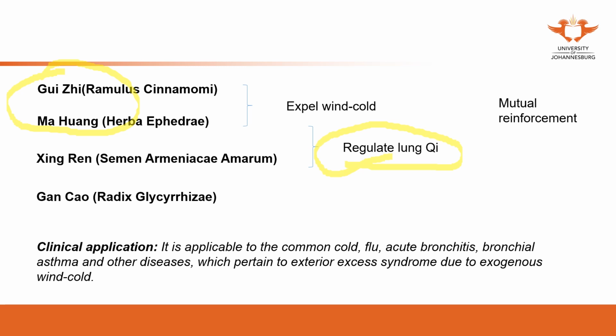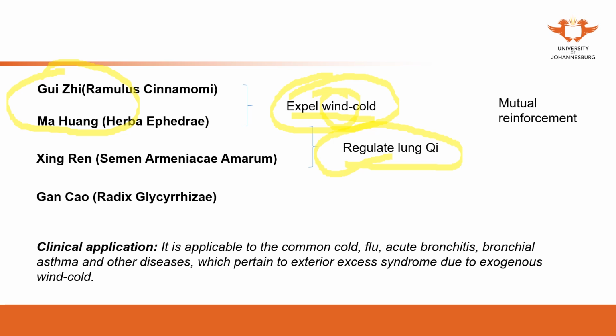When you see this kind of formula, when we use the actual points, we also need to think about the points. We also need to think in this way. When you want to expel the wind cold, what can you use? Which points can you use? Such as GB20, large intestine 4. These can help you to expel wind cold. Especially can help you to expel the wind.